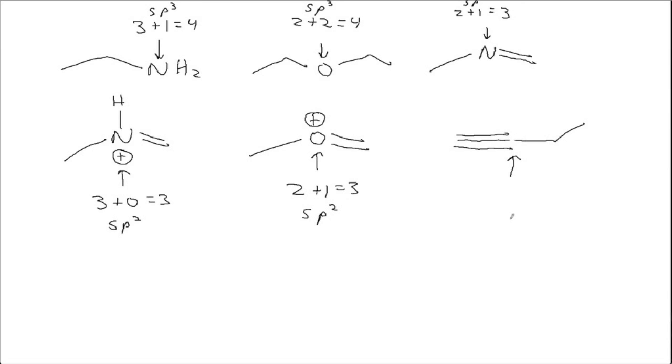Let's try this atom. That has 2 bonds, no lone pair, sp. Good. Except instead of saying 2 bonds, we should say 2 attached atoms, because there's 4 bonds, but there are 2 attached atoms, so this would be sp hybridized. So that was correct. Good.